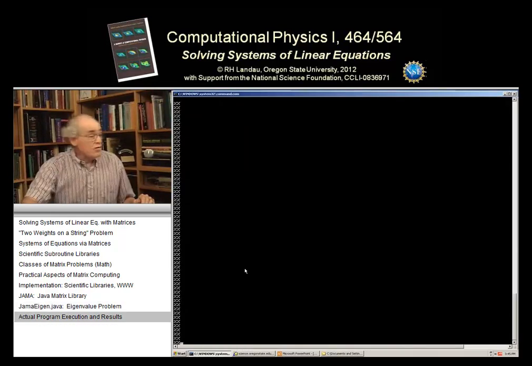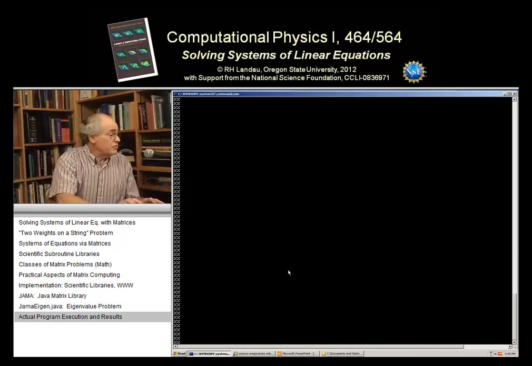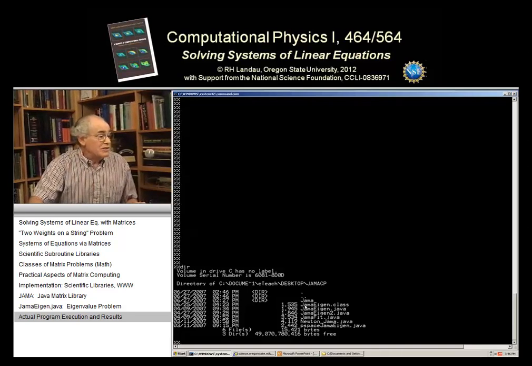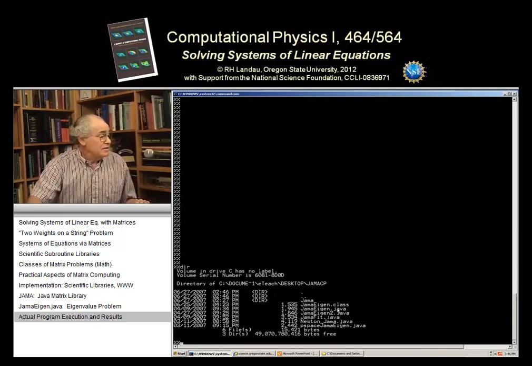Okay, and here, as you see, this is now a directory which I have in front of me. And you look and you see, aha, this is the JAMA CP directory. This is one of the directories you should have on your CD, and it has the class files of JAMA. And these are now the .java files. These are the examples. So one of the ones we'll talk about is JAMA eigen.java. I've already compiled it right before class to save you that.